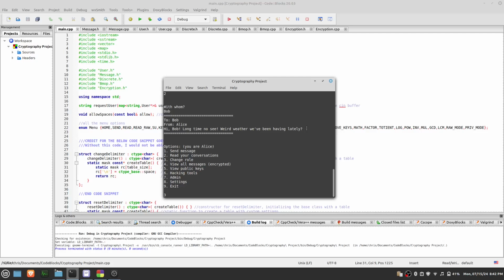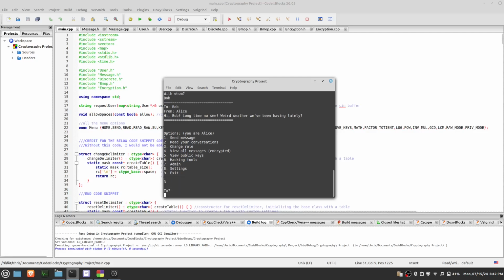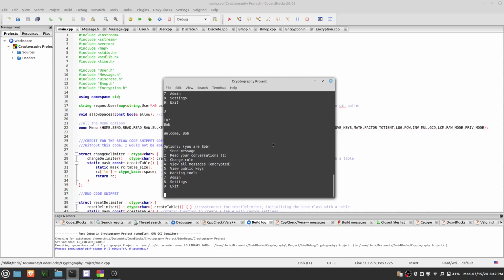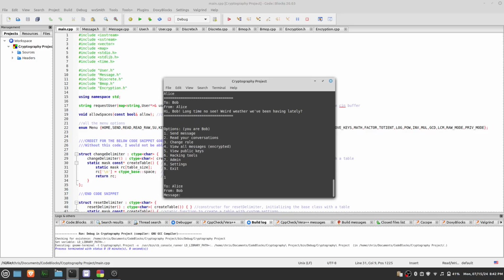But anyways, let's change users to Bob, and so now we're seeing things through Bob's eyes. And would you look at that? We got a new message. One unread from Alice. So let's see what Alice said. "Hi, Bob. Long time no see. Weird weather we're having lately." Yeah, let's respond. That was pretty nice of her. To Alice from Bob. "Hey, Alice. Yeah."